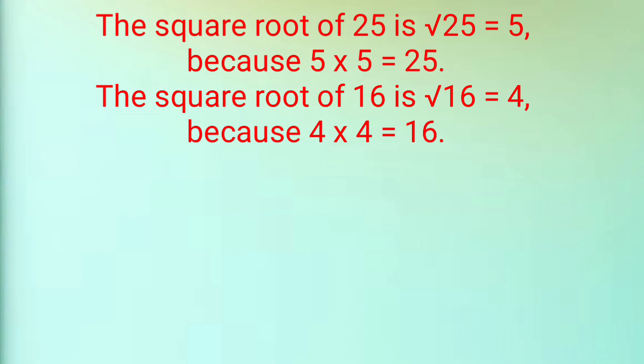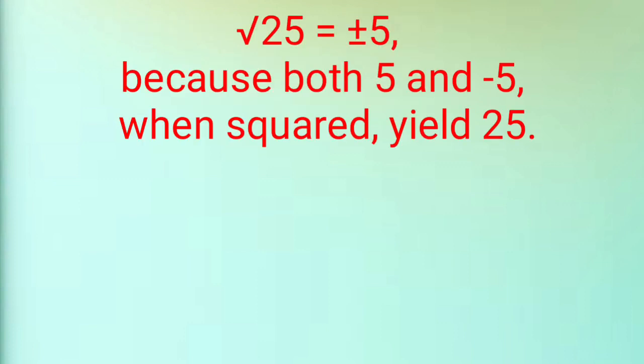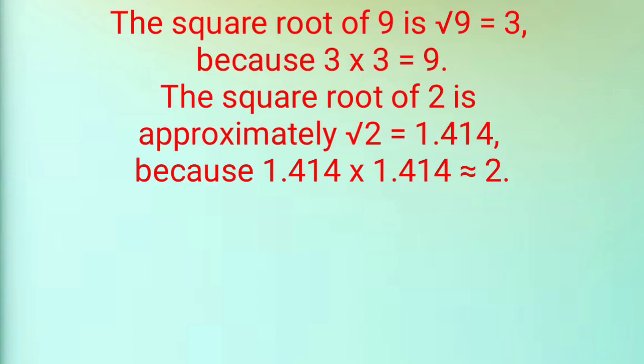It's important to note that positive numbers have both positive and negative square roots. For example, square root 25 equals plus or minus 5, because both 5 and minus 5, when squared, yield 25. Square roots can also be expressed in decimal form, but they are typically written with the radical symbol square root.